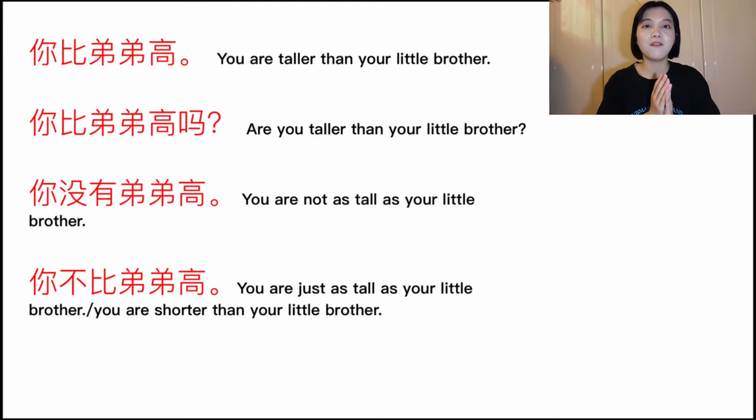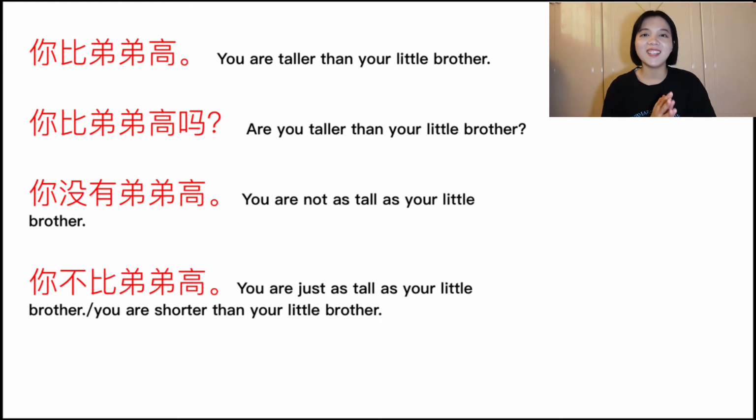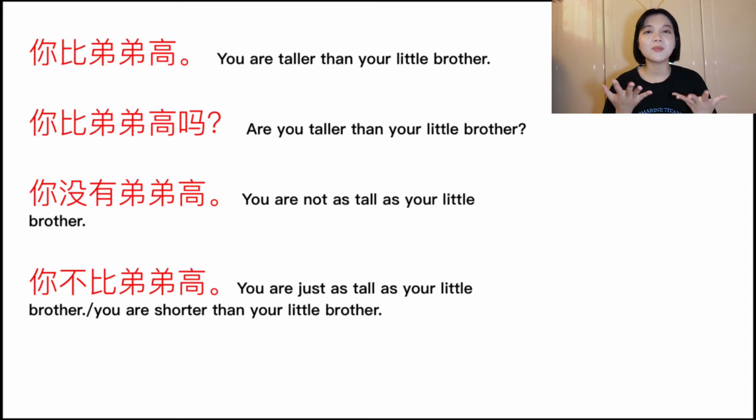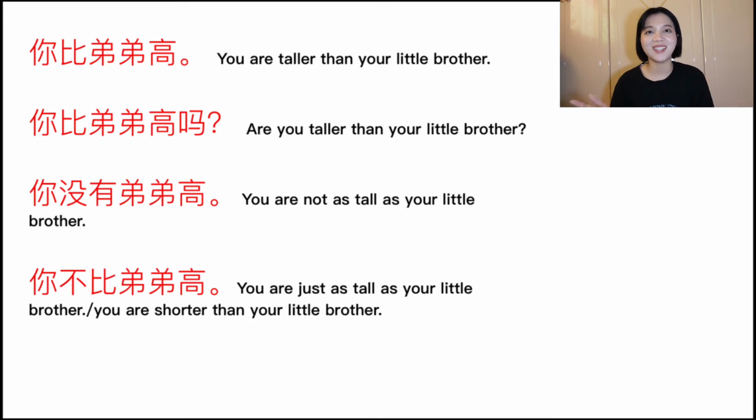For example, affirmative form. You are taller than your little brother. 你比弟弟高。And make it a question. 你比弟弟高吗？And negative form 1. 你没有弟弟高。You are not as tall as your little brother. And 你不比弟弟高 means you are not taller than your little brother. Which means you might be shorter than your little brother, or you might be just as tall as your little brother. So that's 2 meanings, and we will learn that later.